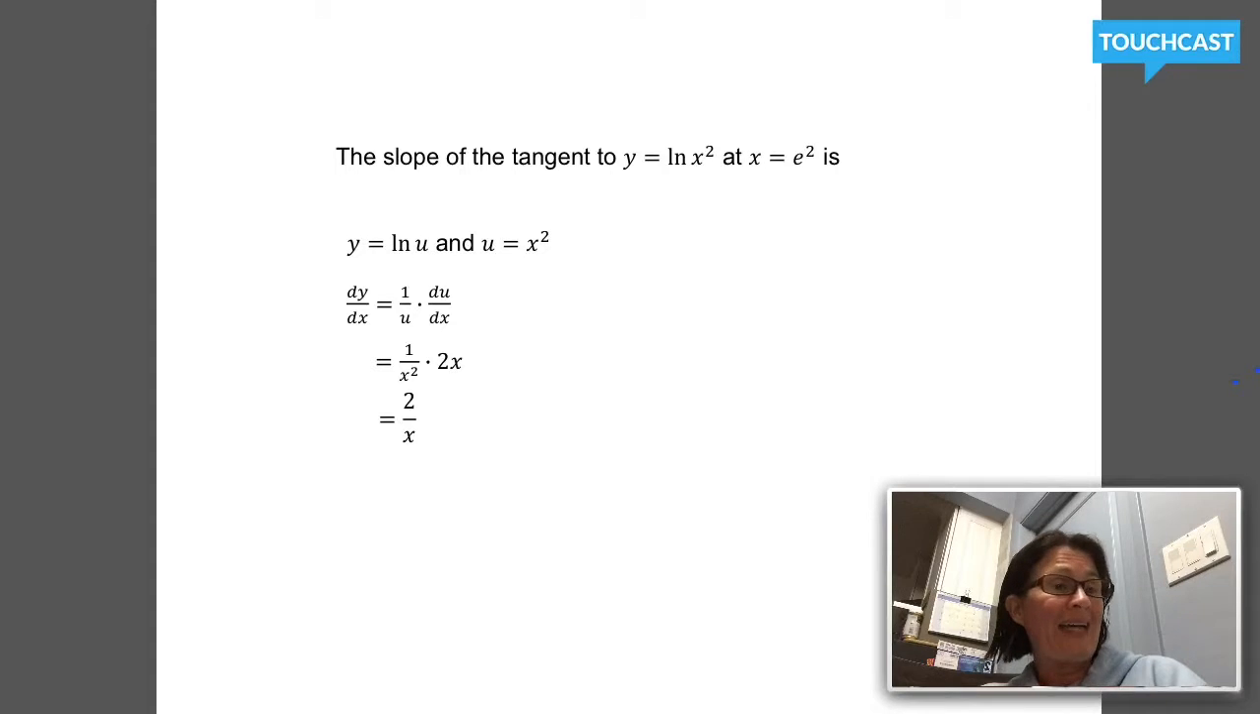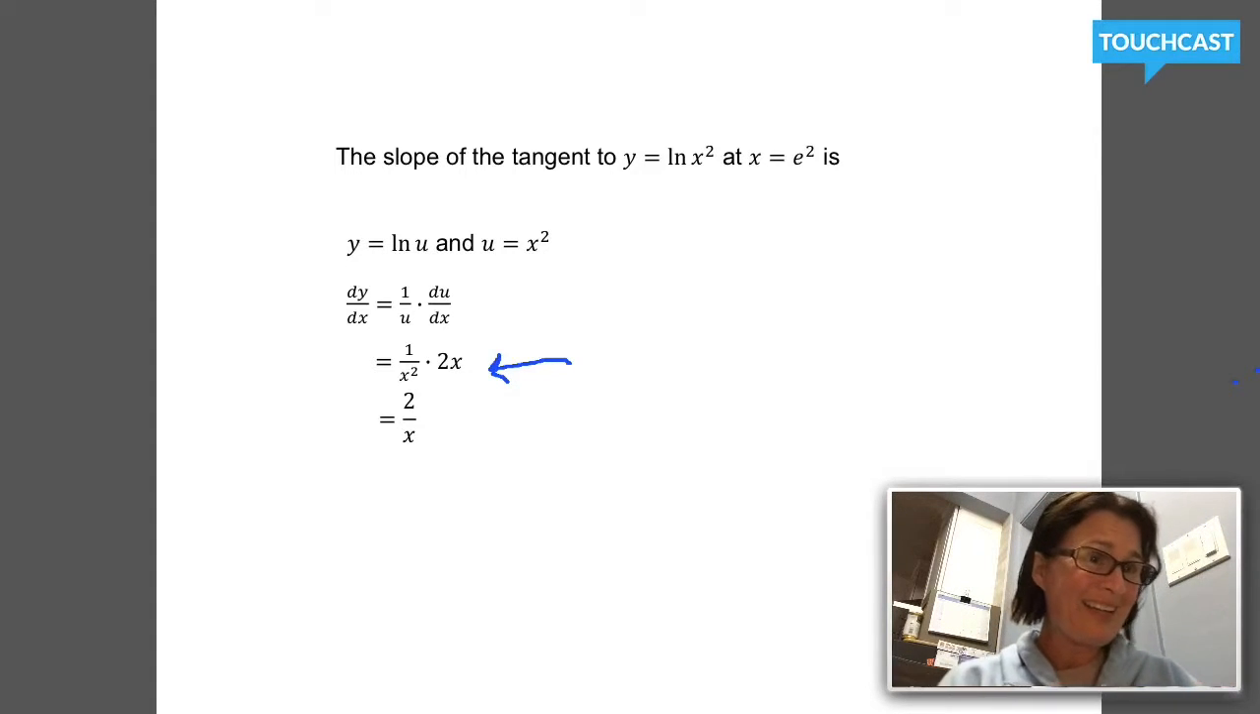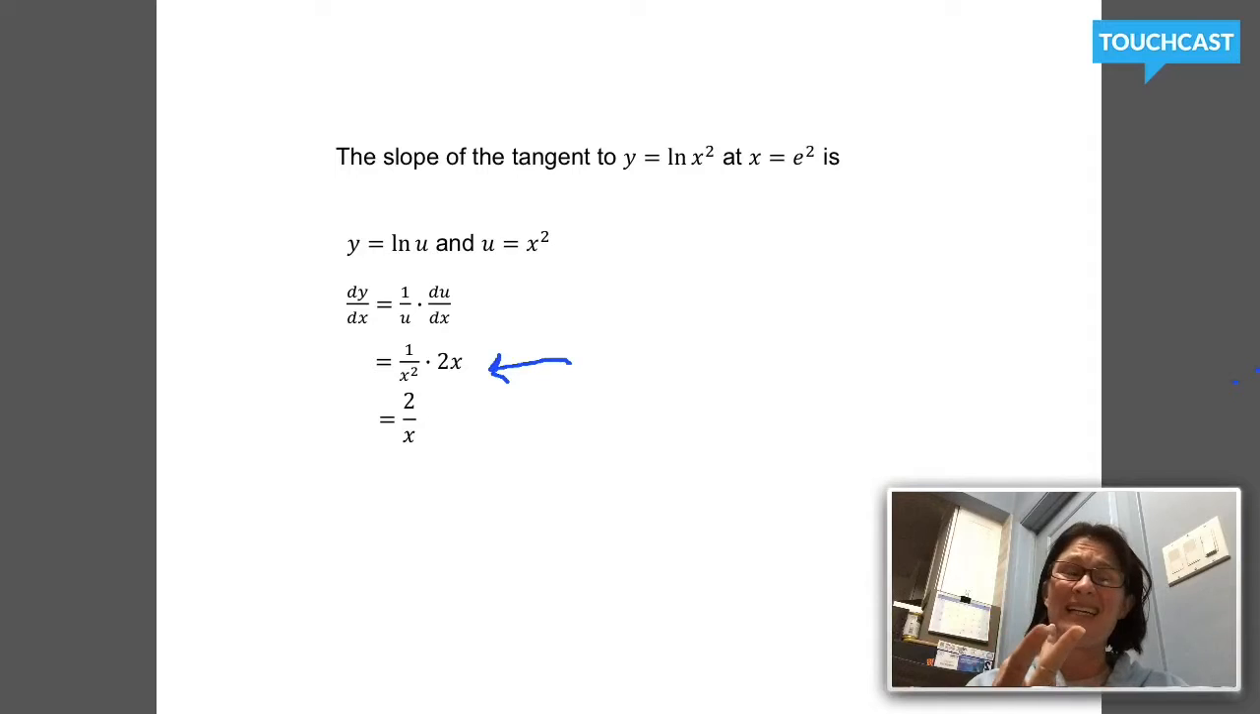So du dx, that's the derivative of x squared, that's going to be 2x. So 1 over u times du dx simplifies to 1 over x squared times 2x, which further simplifies. Notice if you're taking the free response section, you have no obligation to simplify past there, but you might find occasions, the multiple choice test, or maybe you're going to need to find the second derivative, where it's going to make your work much easier if you simplify this expression first.